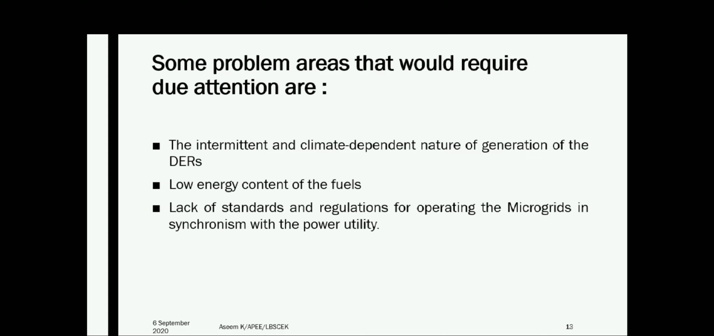And the low energy content of the fuel, that is, the availability of energy potential, is one of the issues. And we still have a lack of standards and regulations for operating the microgrid in synchronism with the power utility. We still need to establish a correct procedure to integrate our local distributed energy resources to the main grid. So these are some of the areas that require attention.